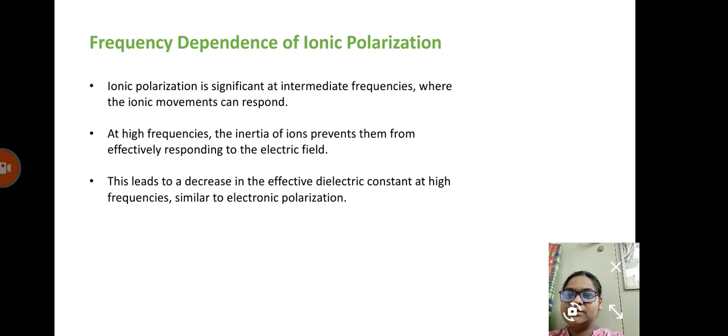Frequency dependence of ionic polarization. Ionic polarization is significant at intermediate frequencies, while the ionic movements can respond. At high frequencies, the inertia of ions prevents them from effectively responding to the electric field. This leads to a decrease in the effective dielectric constant at high frequencies, similar to electronic polarization.